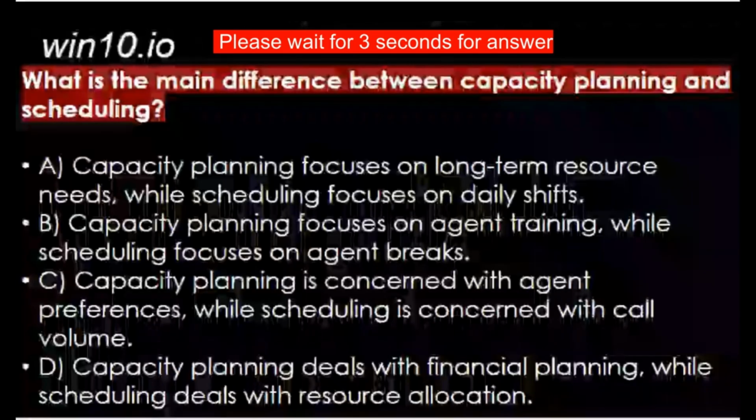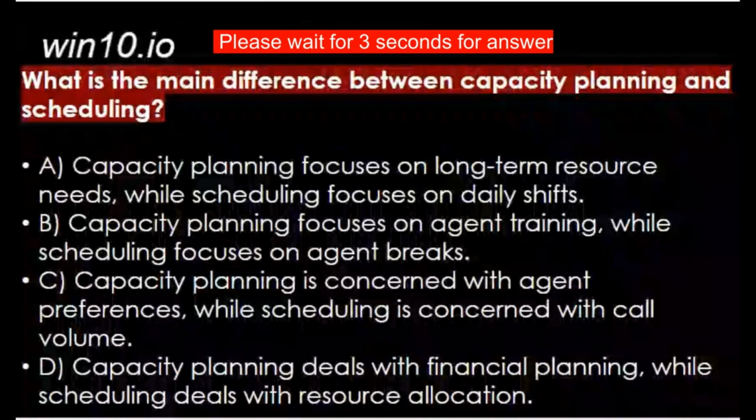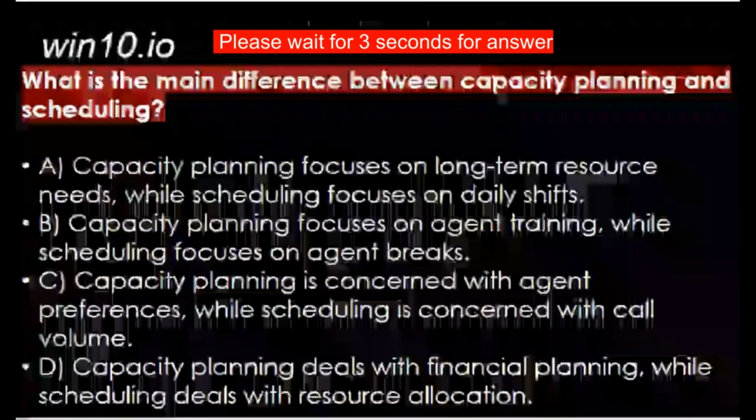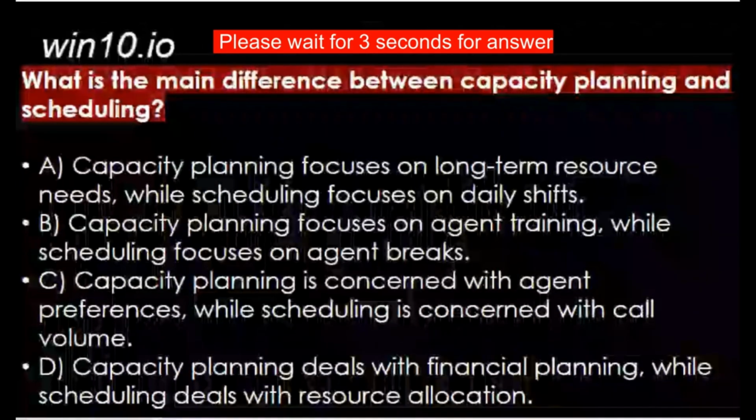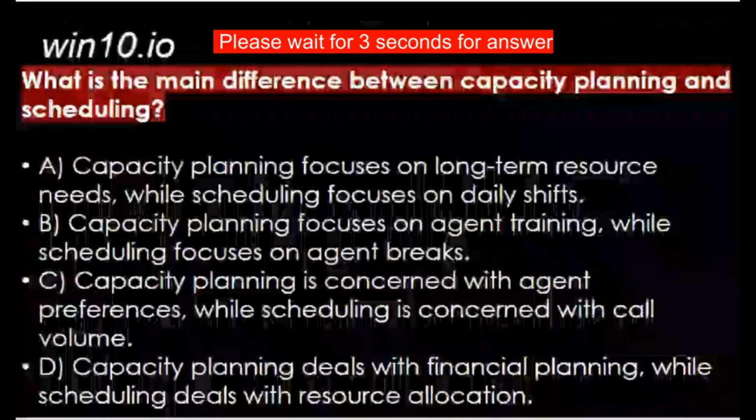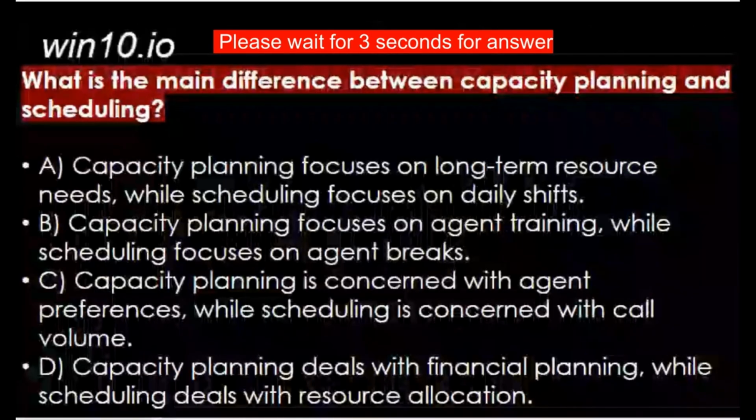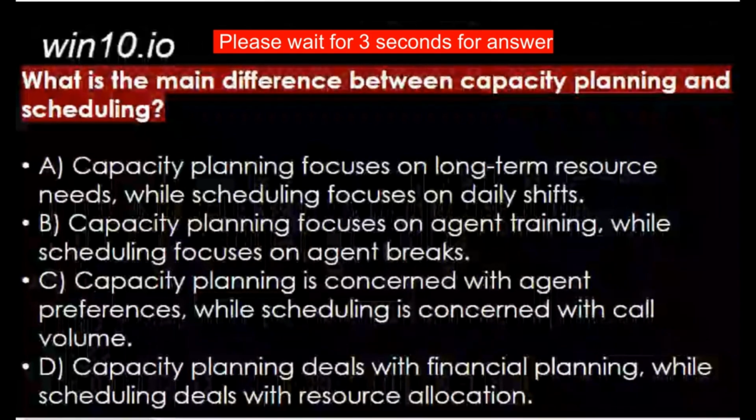Correct answer for this question is option number A, capacity planning focuses on long-term resource needs while scheduling focuses on daily shifts. So generally capacity planning is used for long-term resource planning: what kind of resources we need to have, to figure out what kind of demand we are expecting in the near future and the number of people we need to have to handle all these demands which may come in the future. But scheduling focuses on daily shifts, any kind of breaks, lunches, meetings, coaching, any productive, unproductive offline activities. All these things come under scheduling.